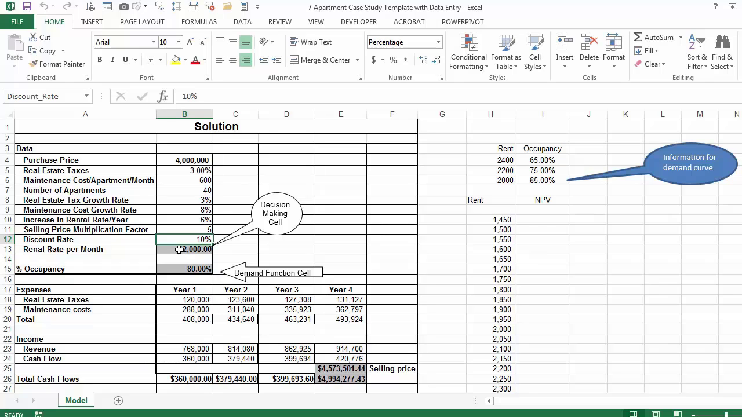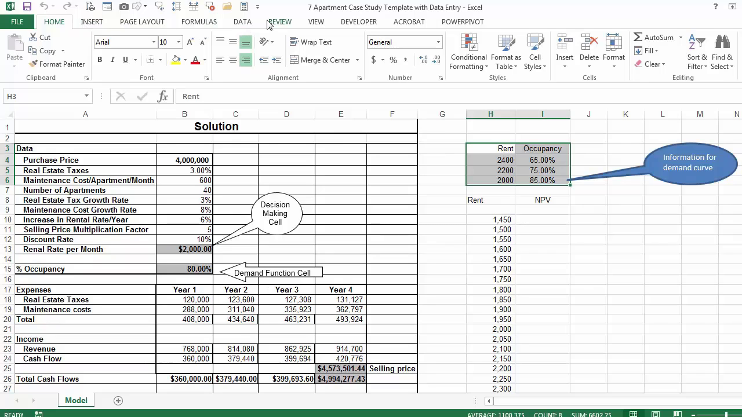We are not sure what the rental rate is going to be. Actually, the rental rate is going to determine the occupancy, so we want to create this demand curve. If you look at the numbers that we have here, if we rent for $2,400, our occupancy is going to be 65%. For $2,200, it's going to be 75%. For $2,000, 85%.